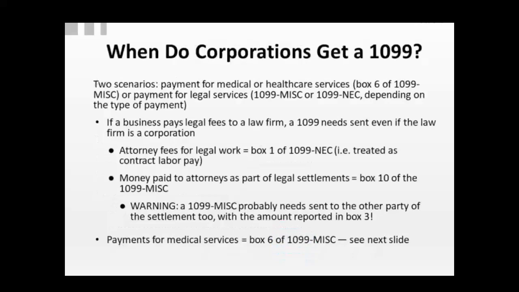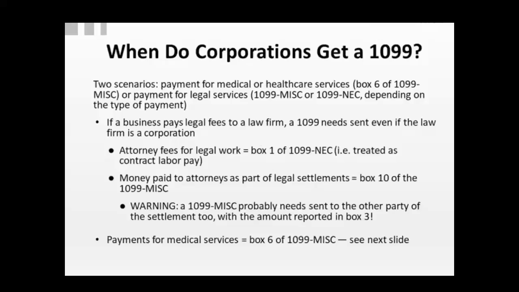So with corporations, there's two big scenarios where corporations get a 1099. One is for payment of medical or health care services. That's box 6, which we actually talk about on the next slide. And then the other is payment for legal services to a law firm. And there's two types of legal payments. One is for payment for ongoing legal work to your attorney. So your attorney does some work for you in a business setting, sends you an invoice, your business pays it. That is considered contract labor pay. Even if the attorney or their firm is a corporation, they still get a 1099. They'd get a 1099 NEC box 1 for that payment.